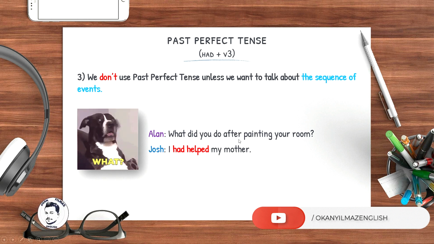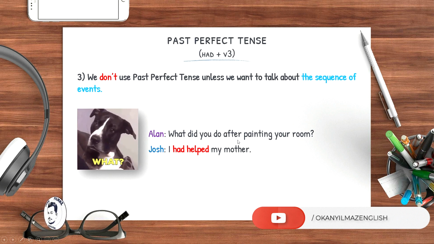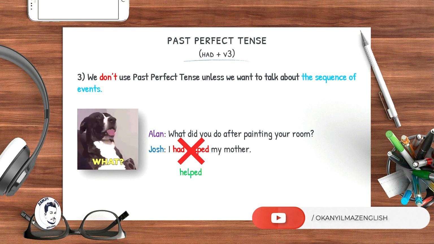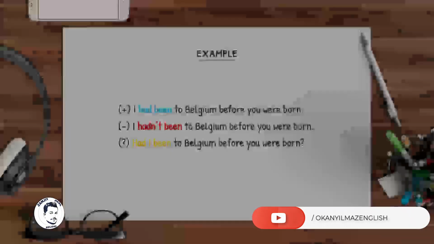For example, this guy said, what did you do after painting your room? Look, I painted the room the first, then I helped my mother. I cannot say I had helped my mother because this is the second action that I did. Instead, I should have said, I helped my mother, not I had helped.